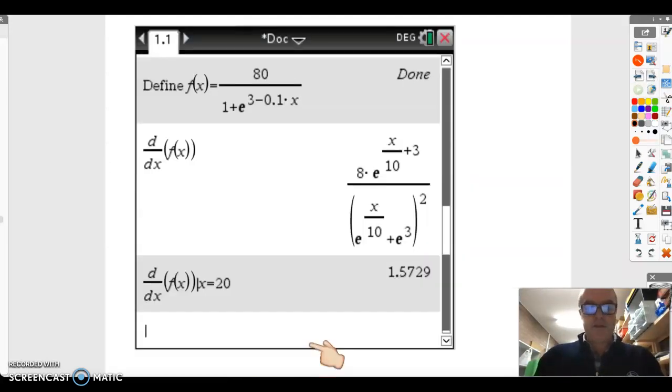And you can see here just on the calculator, if you'd like to pause it and work through that yourself, how I've defined the function. I can find the derivative if I want to, but here I've actually calculated the value of f prime of 20.